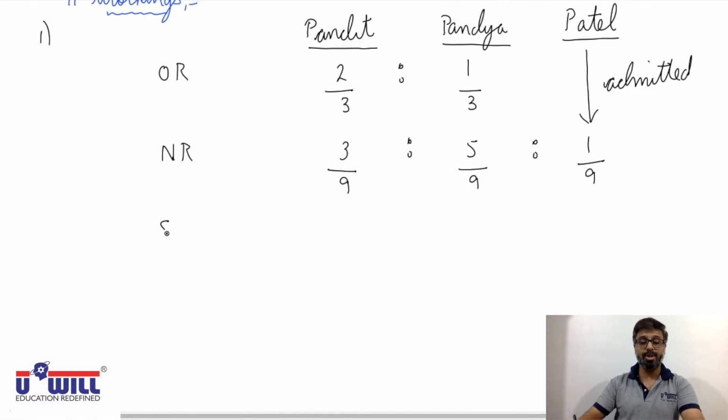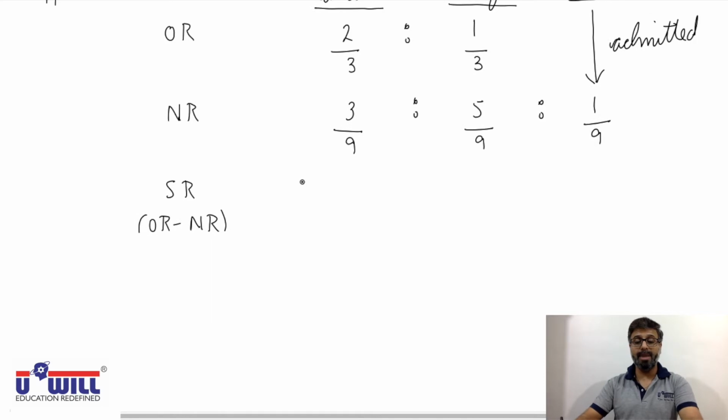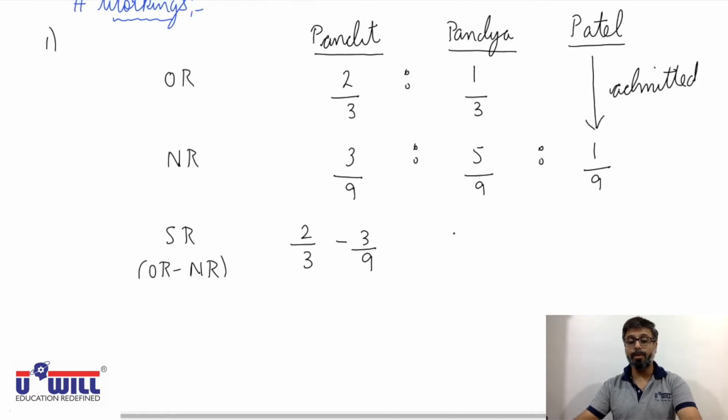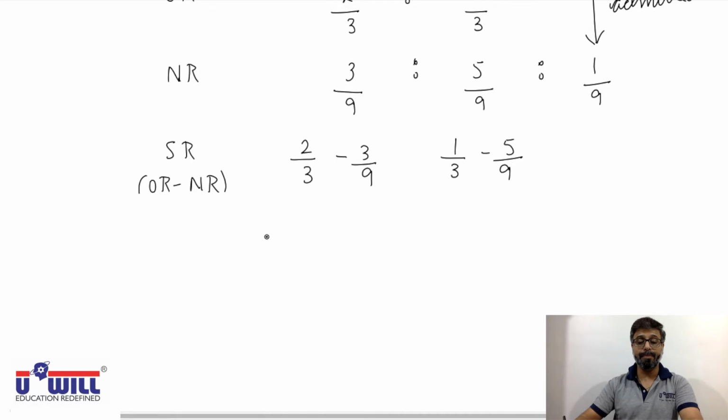Now the sacrifice ratio is obtained as old ratio minus new ratio. So for Pandit, old ratio 2 by 3 minus new ratio 3 by 9. For Pandya, old ratio 1 by 3 minus new ratio 5 by 9. We don't have to find it for Patel, the new partner. The sacrifice ratio we always find only for old partners, so here only for Pandit and Pandya. Now the LCM is 9. 9 divided by 3, 3 into 2, 6, minus 9 divided by 9, 1 into 3, 3.